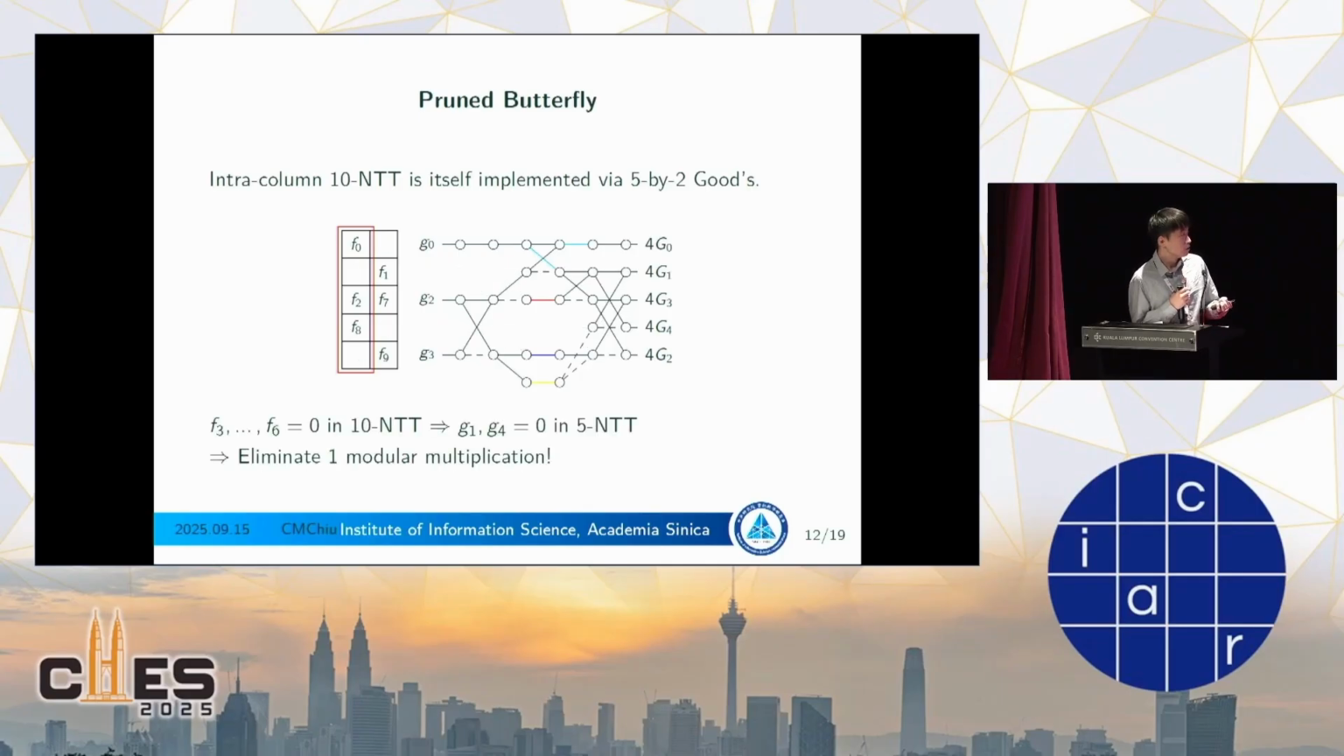Now, when we know F3 to F6 are all 0, we can see that this translates into G1 and G4 will also be 0 in the 5-NTT part. So by truncating the computational flow graph appropriately, we see that we actually save a lot of addition and subtraction and in effect one entire modular multiplication. So we think it is quite a substantial saving for NTT implementation.